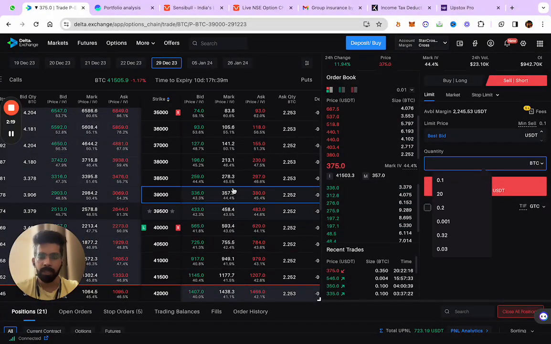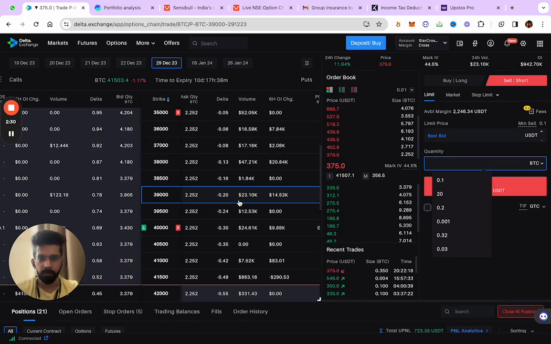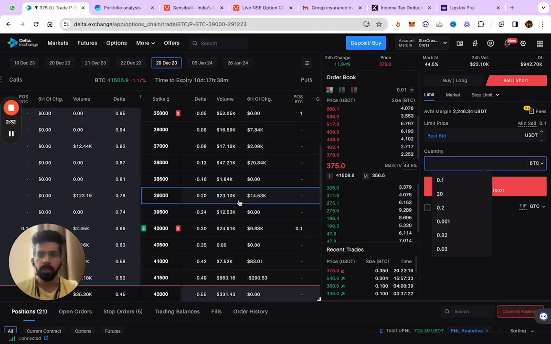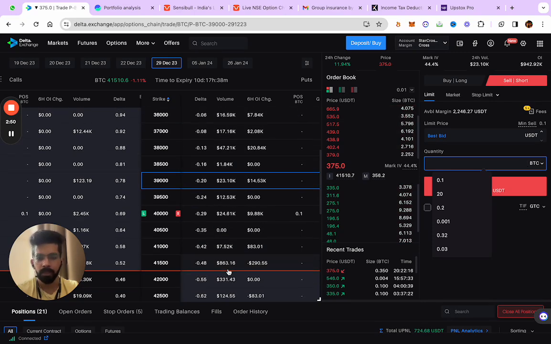Mark price is a price which is calculated, which is the fair value of every option, calculated by various methods, including the Black-Scholes model, binomial model, etc. If you scroll further, you'll see the delta for every option. Delta represents the change in price of the option for every $1 move in the underlying. After that, you'll see the volume. Volume represents the past 24-hour volume of every contract.